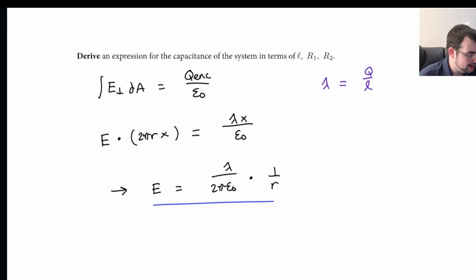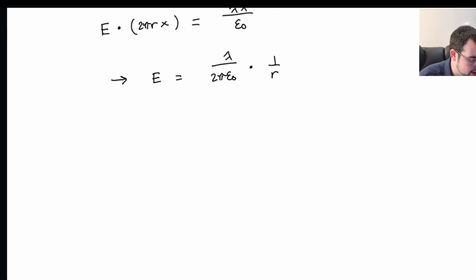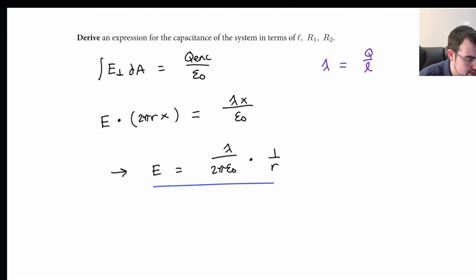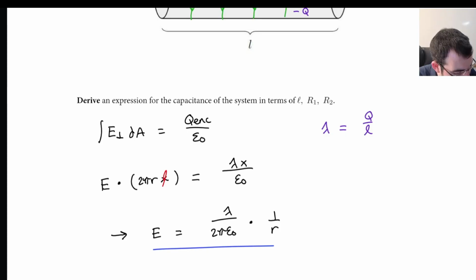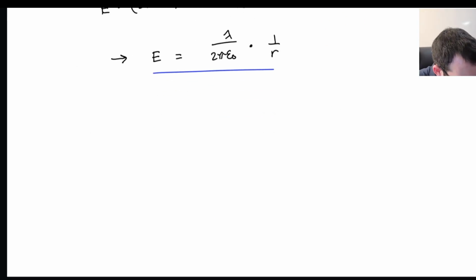So also realize that another Gaussian surface that works because of the approximations we made is you could have instead just enclosed the entire length of the cylinder, and you could have made this length L, and you could have made this quantity Q, and you get the same results. So that would have worked too. All right, so now we'll do the usual.